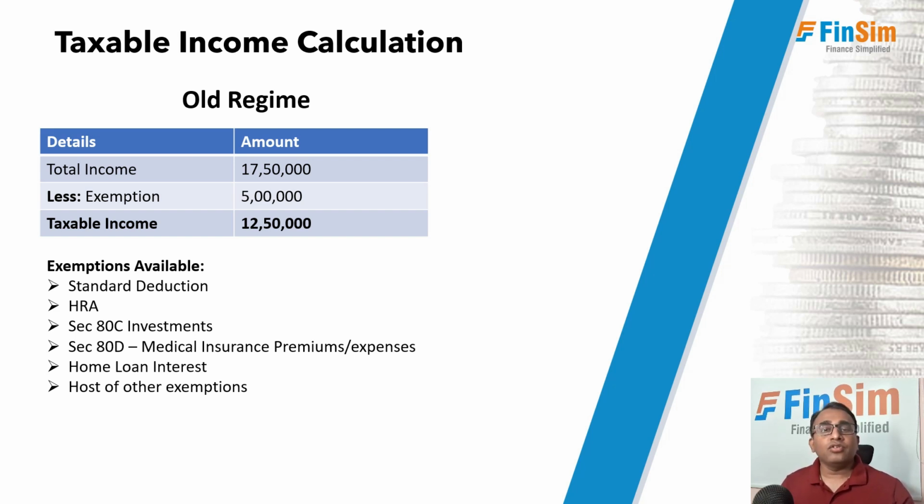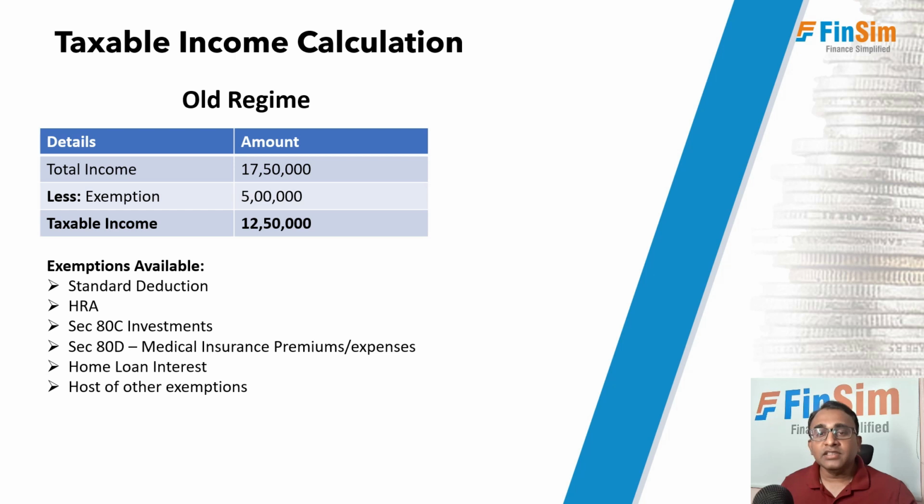There is an exhaustive list of exemptions. I am naming few here. Standard deduction of 50,000 rupees is available for all salaried and pensioners. House rent allowance based on few conditions and calculations.